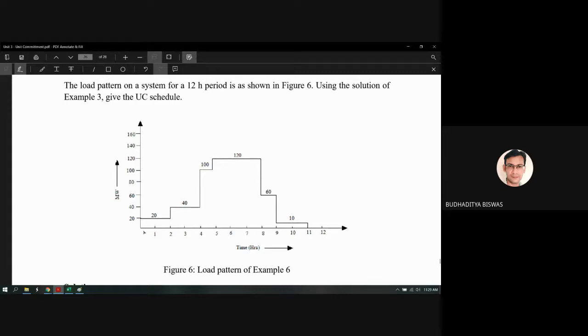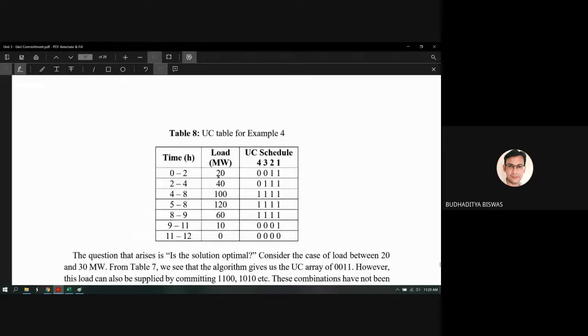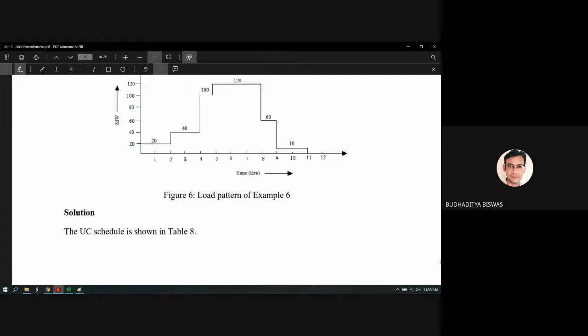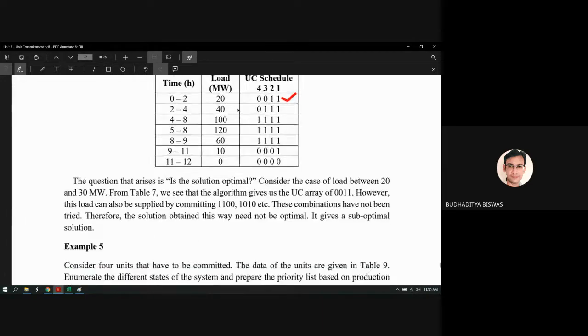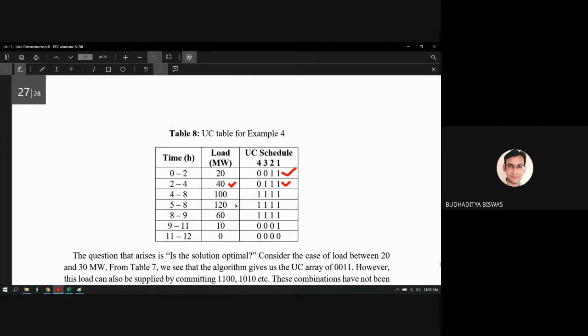Among the defined time, suppose 0 to 2 hours, what units should commit? You need to write it here according to this. So for 0 to 2, as the load demand is 20, only unit 1 and 2 should commit. From 2 to 4 hours, the load demand is 40, so units 1 to 3 should commit. Then from 4 to 9 hours, units 1, 2, 3, 4 all should commit. They actually break it like this.